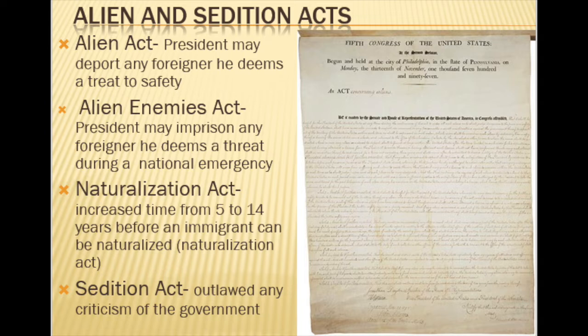Okay, so foreigners might be spying and causing trouble. The Alien Enemies Act says that we can imprison them in case they're causing trouble. The president can lock them up. Okay, maybe they're doing espionage or something. Then there's the Naturalization Act that now these aliens, when they come to America, they can't become citizens until it's been 14 years instead of the usual 5, because that protects us during a time of war.